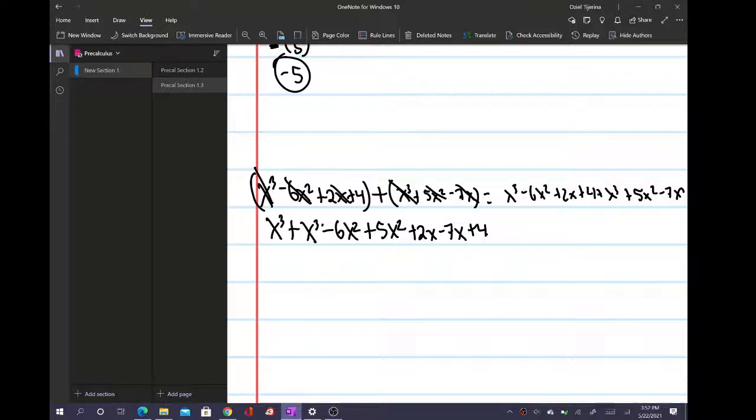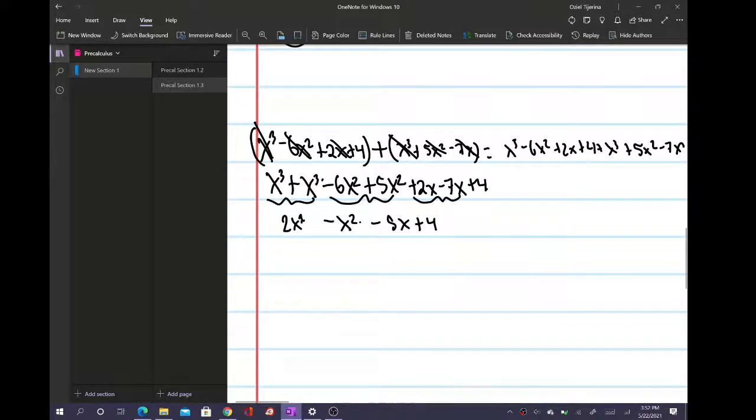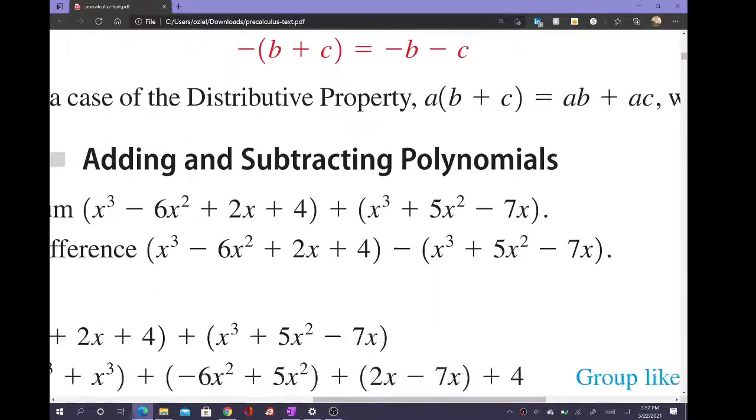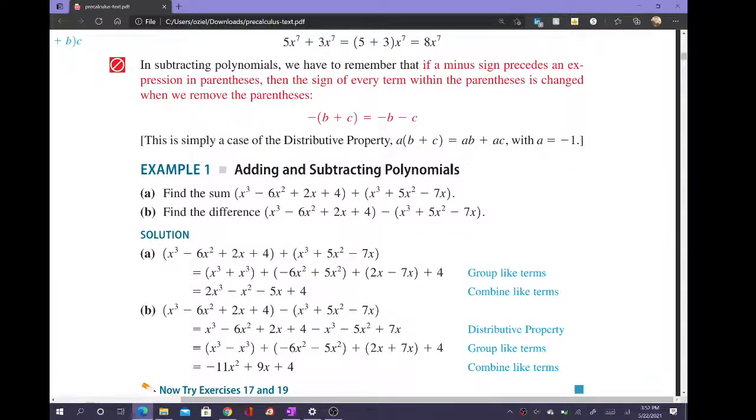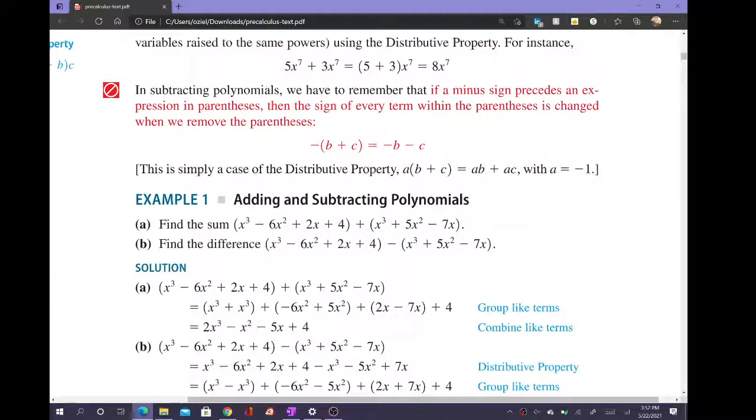So x cubed plus x cubed, that's just 2x cubed, negative 6x squared plus 5x squared, that's negative x squared. And then 2x minus 7x, that's just negative 5x. And then we have a positive 4 left over. So our answer to this one is 2x cubed minus x squared minus 5x plus 4. Okay. So you see how right here they got the exact same answer.